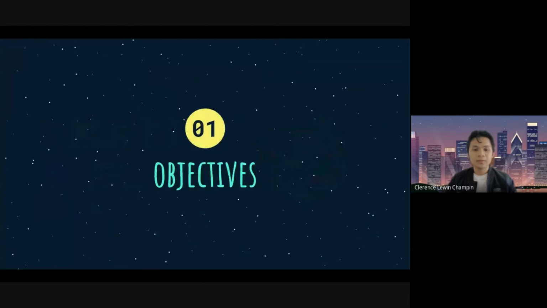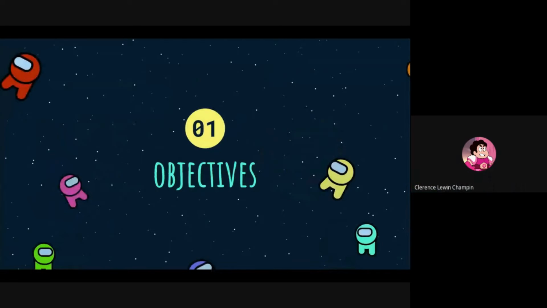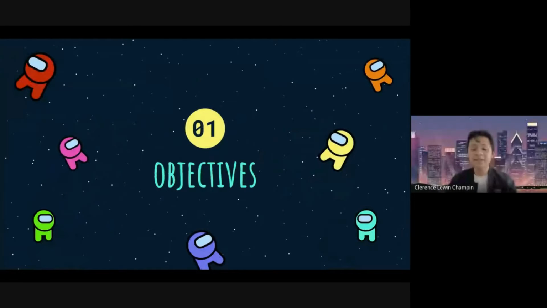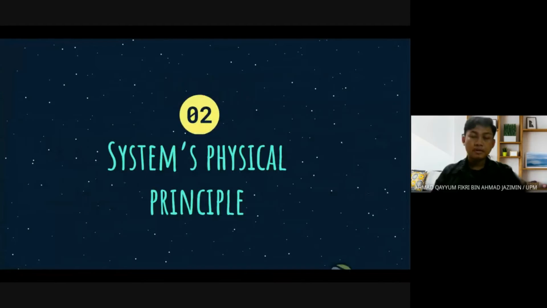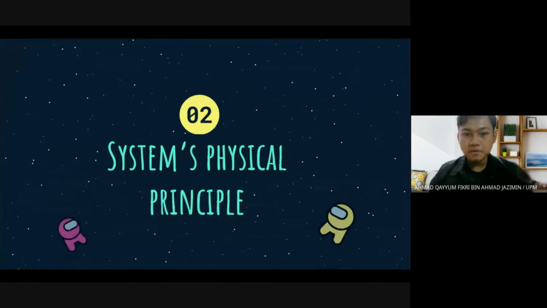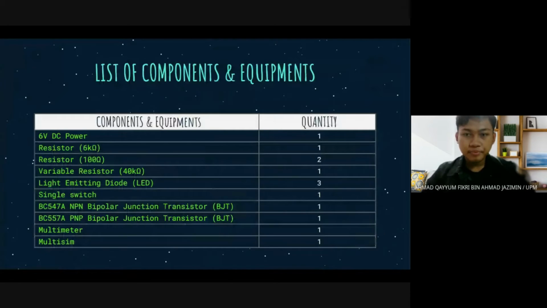For the first part, we would like to present our main objectives for this lab assignment. The first was to design and simulate a night light switch circuit using Multisim. The second objective is to demonstrate the operation and principle of the night light switch in the circuit through simulation. So let's talk about the system physical principle. There are 5 steps involved in our physical principle.